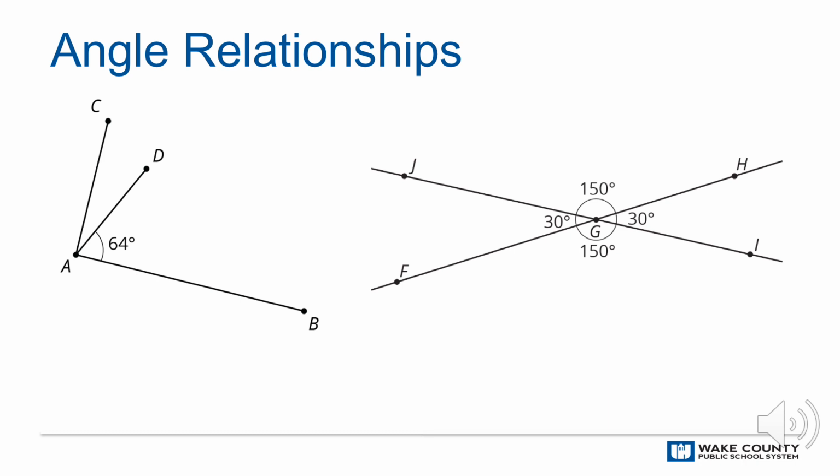If two angles add to 180 degrees, then we say they are supplementary angles. For example, angles JGF and JGH are supplementary angles because 30 plus 150 equals 180. When two lines cross, they form two pairs of vertical angles across from one another. Vertical angles always have equal measures.